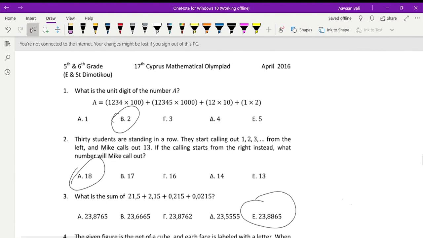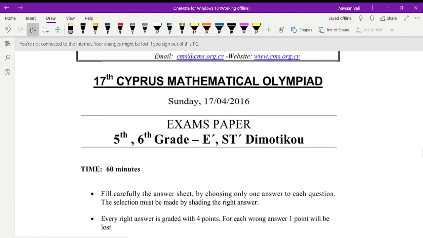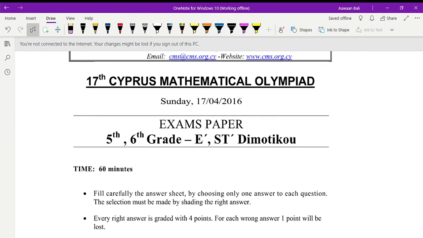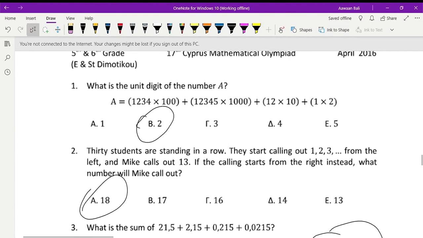Now we're going to the paper of 2016. This is the 17th Cyprus Mathematical Olympiad for 5th and 6th grade again. So let us start. What is the unit digit of the number A?